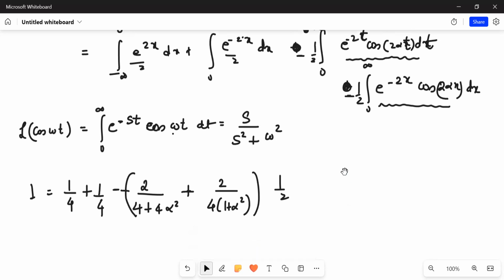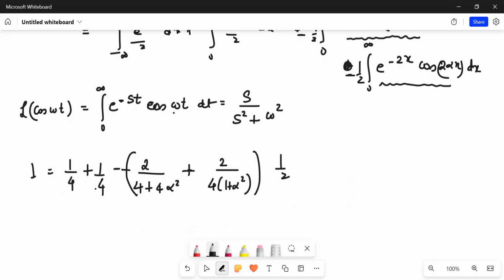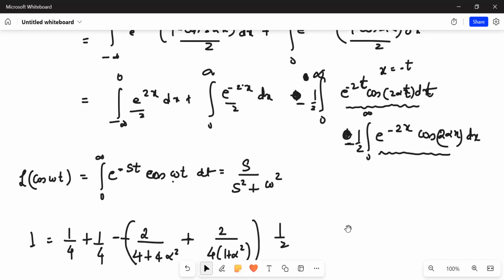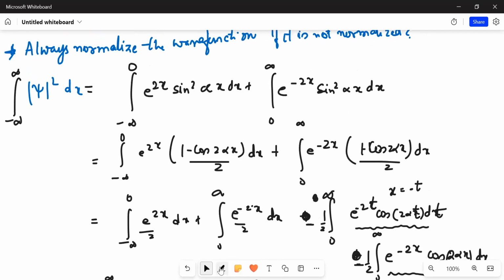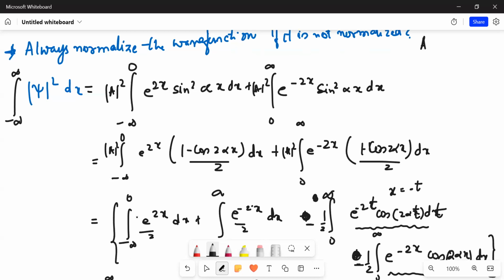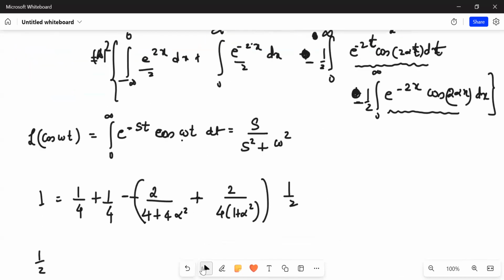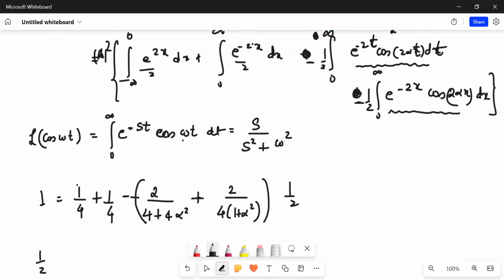So eventually what you are going to get, this 1 by 4 plus 1 by 4 will give you 1 by 2. Take 1 by 2 there. And we have not multiplied it using some constant. So I should have multiplied it using some constant. So take the normalization constant to be equal to a. So it will be modulus of a whole square here, and in the entirety I take modulus of a square everywhere.